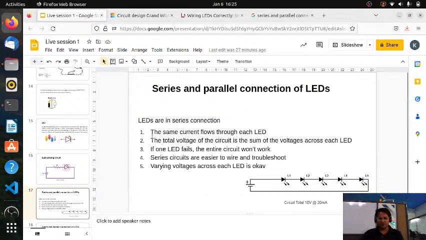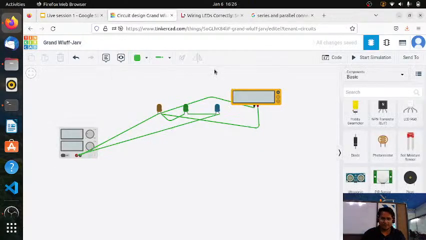Then the total voltage of the circuit is the sum of the voltage across each LED, which happens in series connection. So let's see that.